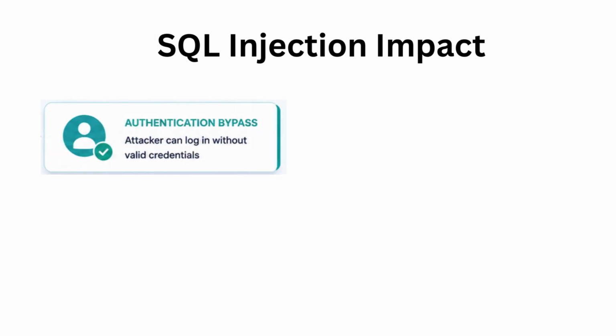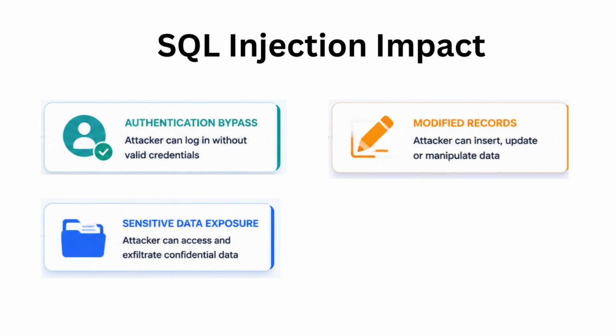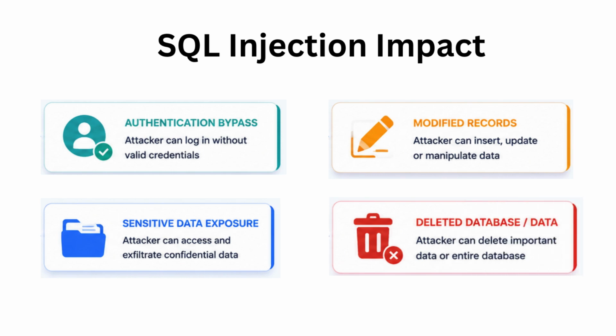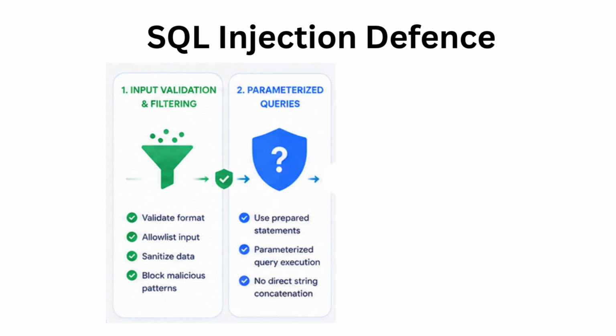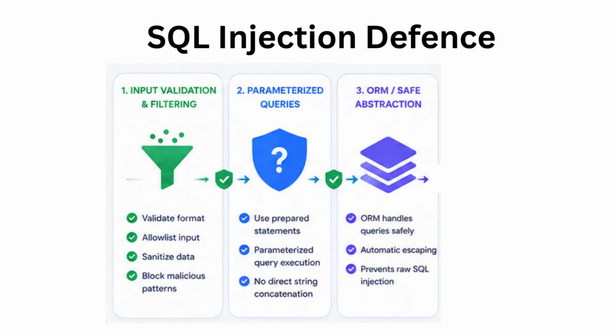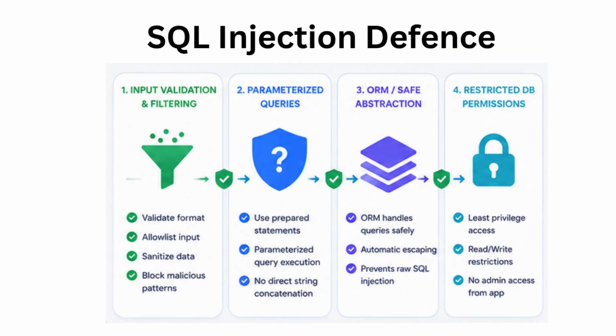If the backend is vulnerable, this could allow attackers to bypass authentication, read sensitive information, modify database records, or even delete data entirely. Applications defend against SQL injection using parameterized queries, prepared statements, ORM protections, strict validation, and carefully restricted database permissions. Next, command injection.